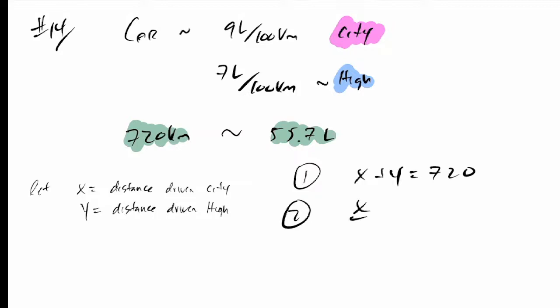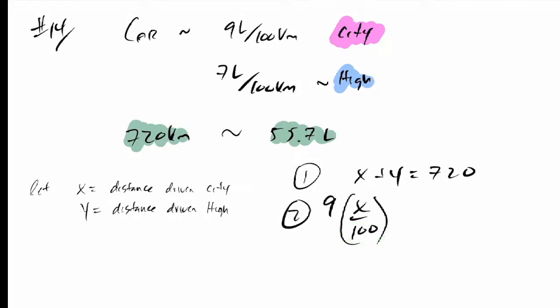So if I take x and divide it by 100, what you're getting is how many chunks of 100 kilometers get used up. If I multiply that by 9, then that represents how many liters of gas I'm going to use up. The idea here is that for every 100 kilometers, you're going to use up 9 liters.